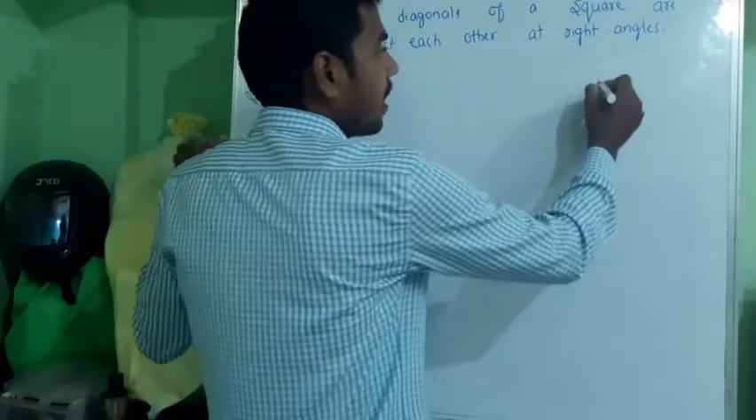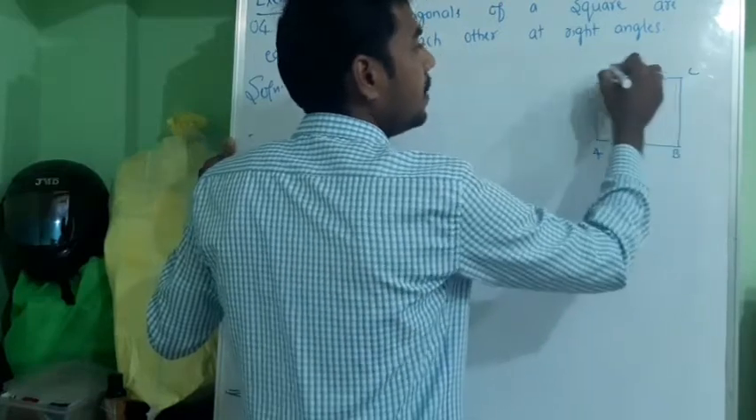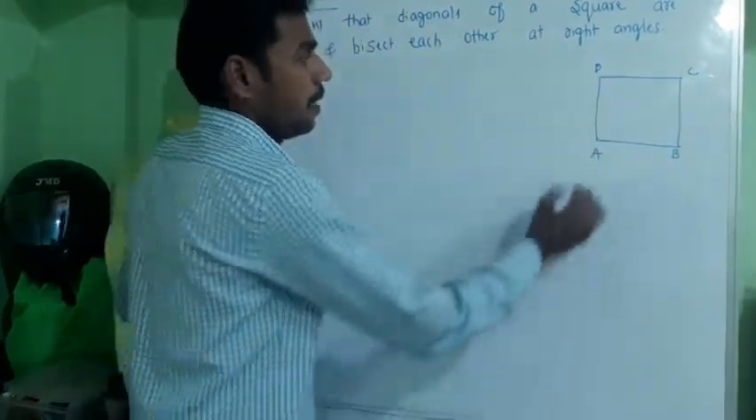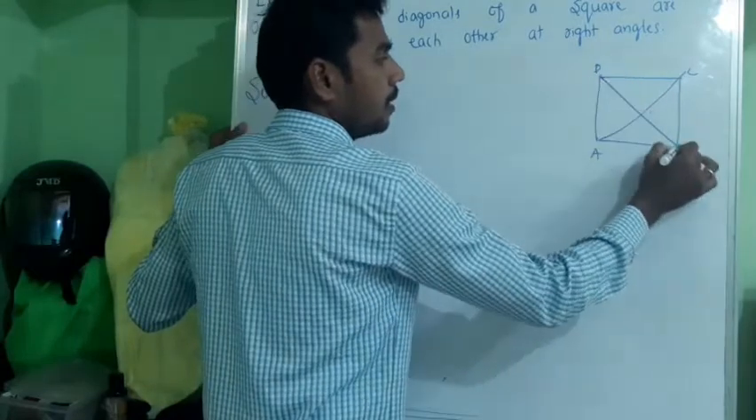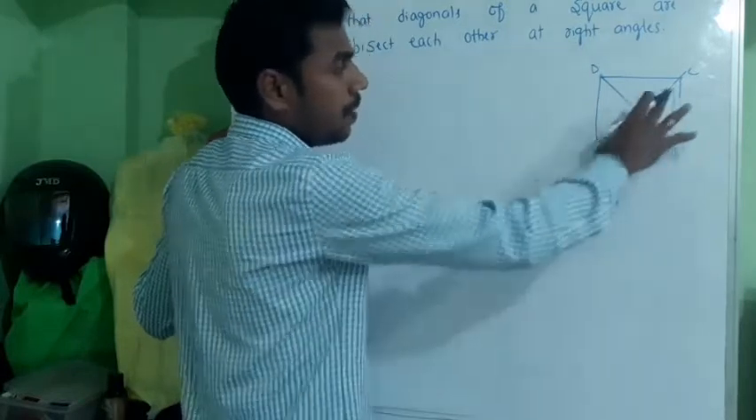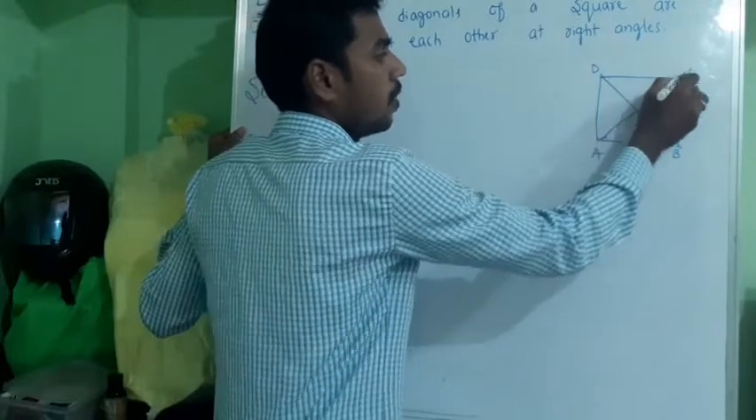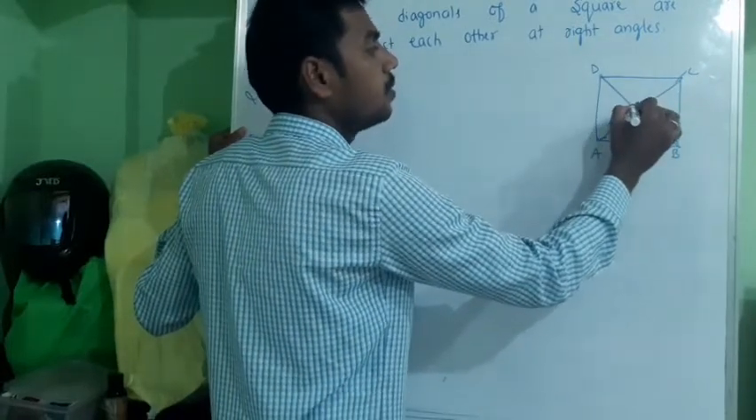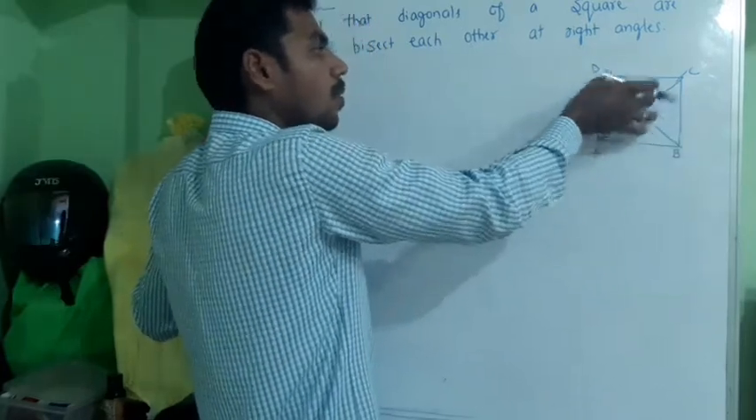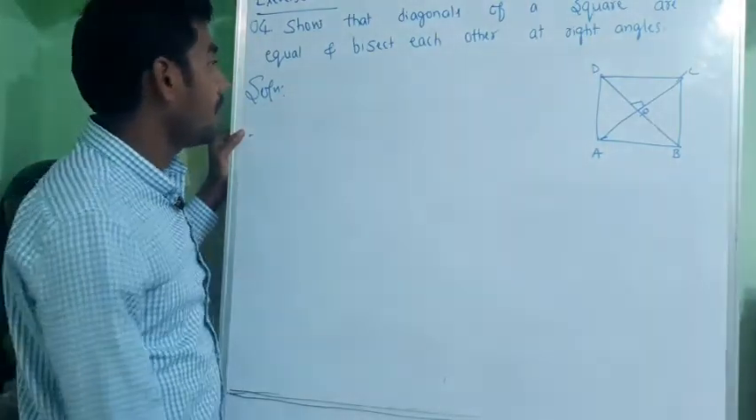Suppose I consider square ABCD. ABCD is a square, and AC and BD are diagonals. Now what did they ask us to prove? We need to show AC is equal to BD, and we also need to show BO is equal to OD, OC is equal to OA. They bisect each other, and we need to show angle COD is equal to angle COB is equal to 90 degrees. So we'll write down what is given to us.